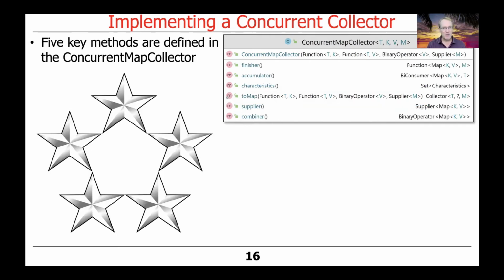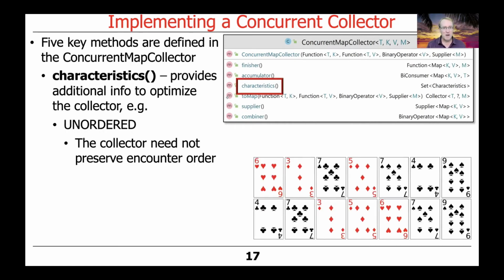So given that, there's then 5 key methods that are defined, and these are the 5 methods you pretty much always define if you're making yourself a collector. So the first method is the characteristics method. This is what provides the additional information or metadata that's used to optimize the collector.